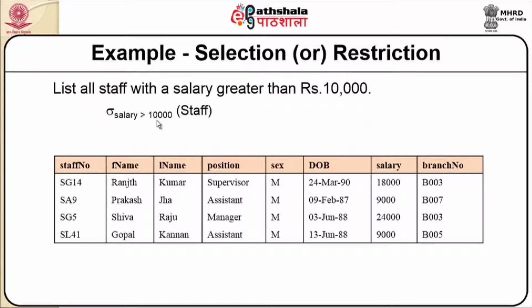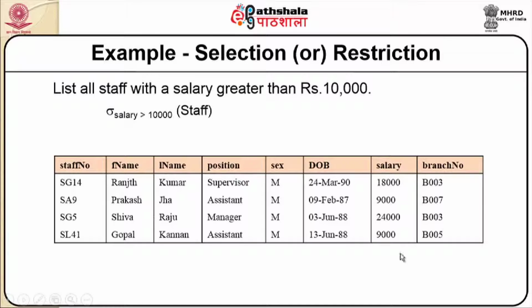For example, for a selection or a restriction, if I want to list all staff who are getting a salary greater than 10,000, the same may be notated as select from staff where the salary is greater than 10,000. It is not greater than or equal to; the condition in natural language says salary greater than 10,000. Select salary greater than 10,000 from staff.